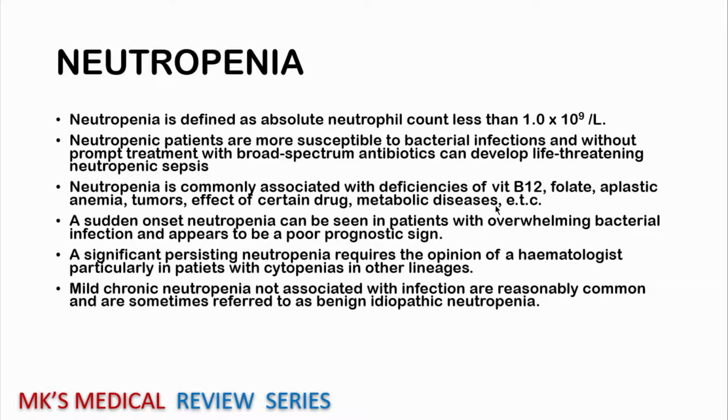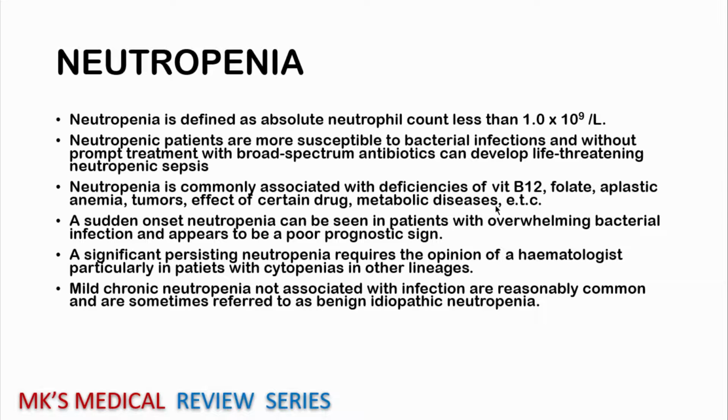Moving on to neutropenia, this is defined as an absolute neutrophil count that's less than 1. So neutropenic patients are going to be much more susceptible to bacterial infections without any treatment, and we usually are supposed to be giving them broad spectrum antibiotics. And if they are neutropenic and they develop what is known as neutropenic sepsis, and we are not treating them with broad spectrum antibiotics and they get this overwhelming bacterial infection, it may actually be life-threatening.